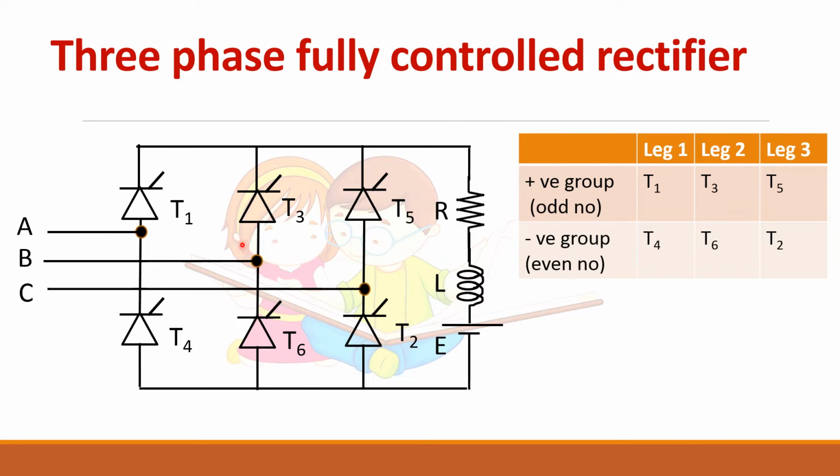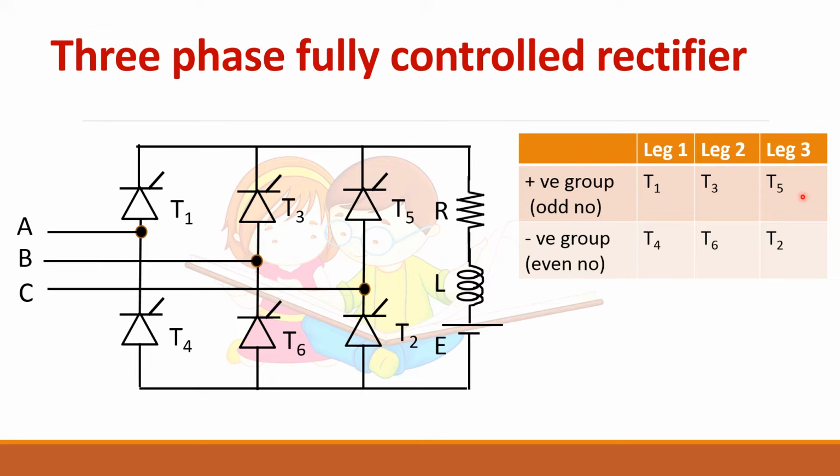The upper devices are called the positive group of thyristors, which are always numbered in odd numbers: T1, T3 and T5. And the lower group of thyristors, called the negative group, are numbered in even numbers: 4, 6, 2. So this is 1, 3, 5. Add 3 to this 1, you will get 4. Then 3 plus 3 will give you 6. 5 plus 3 will give you 8.